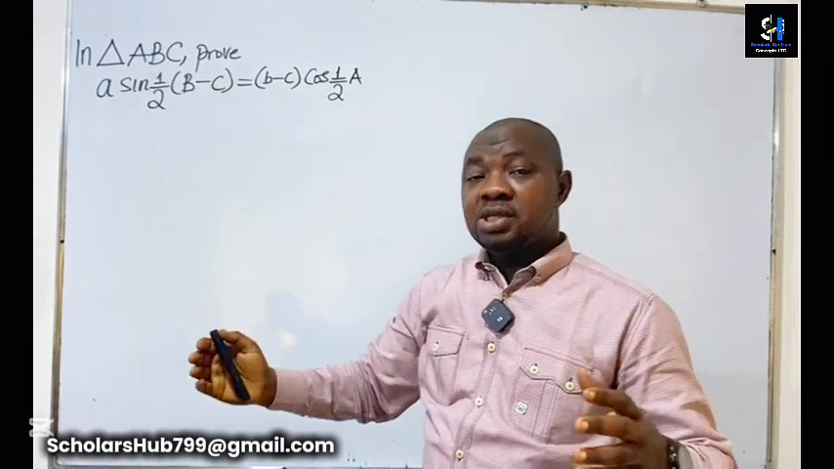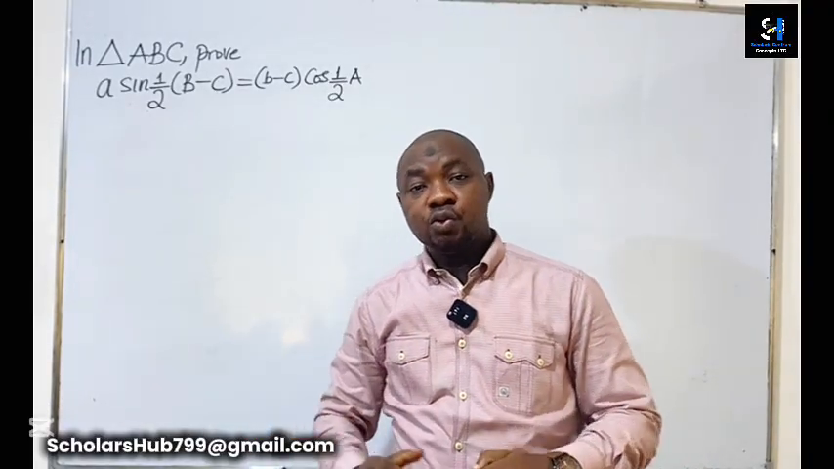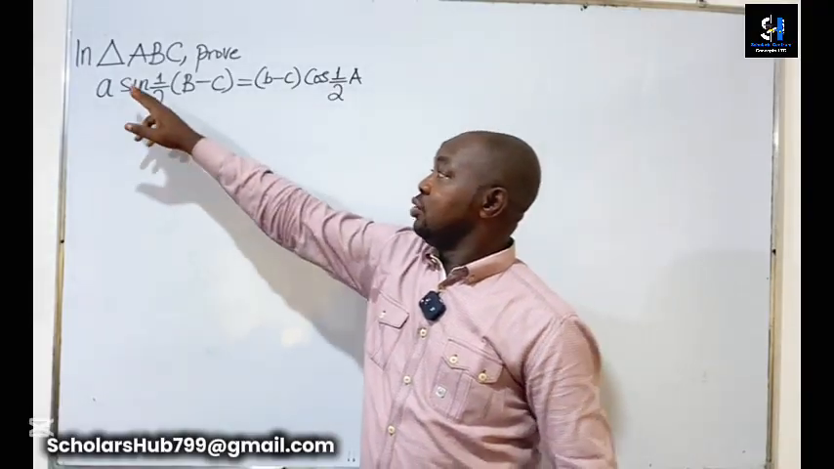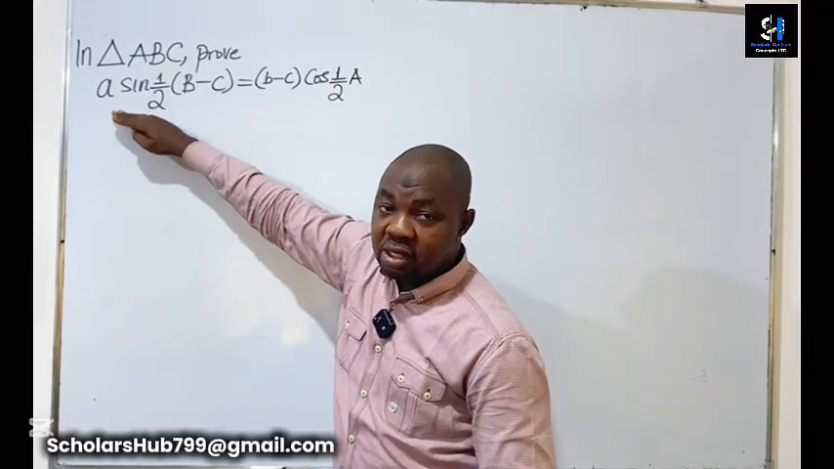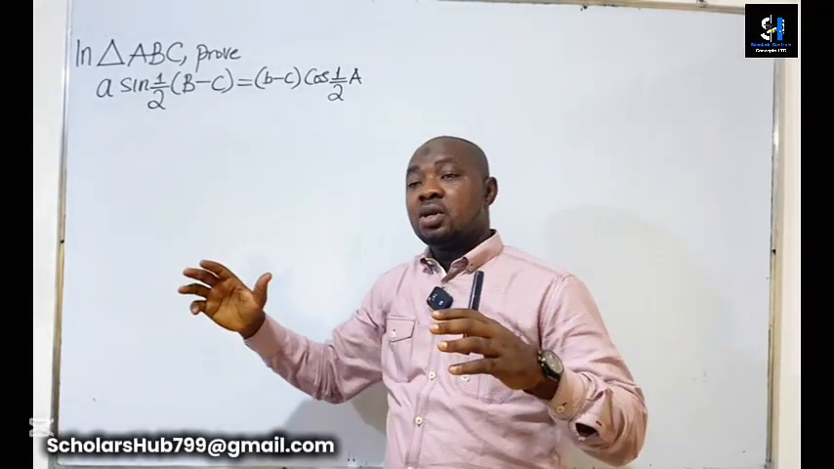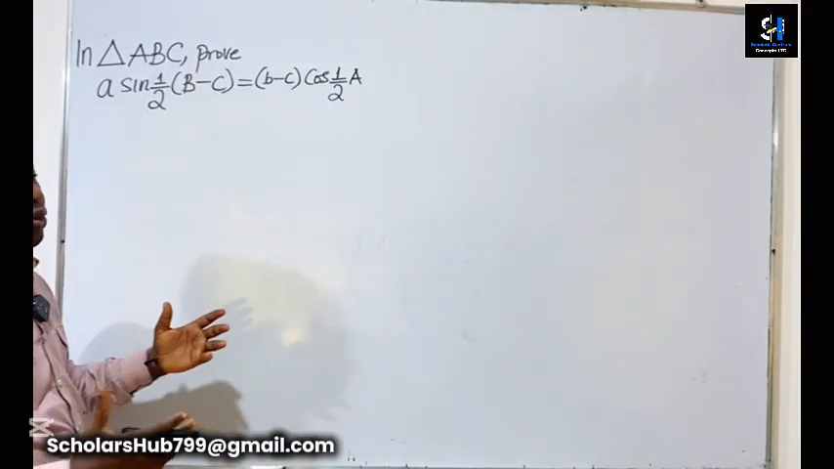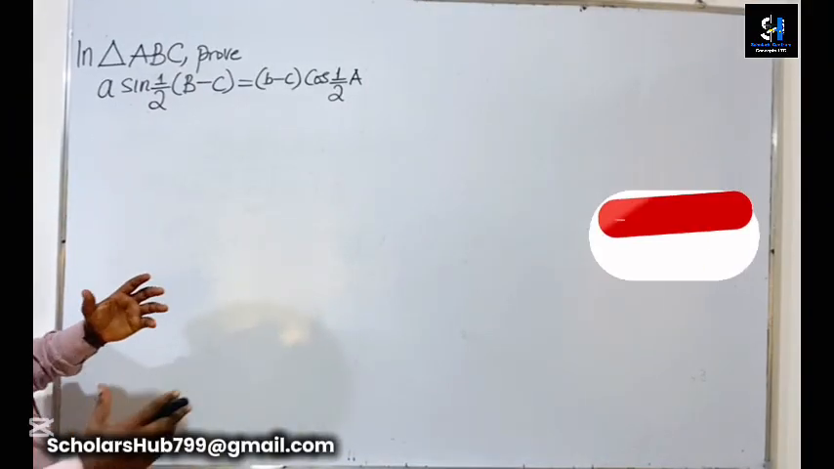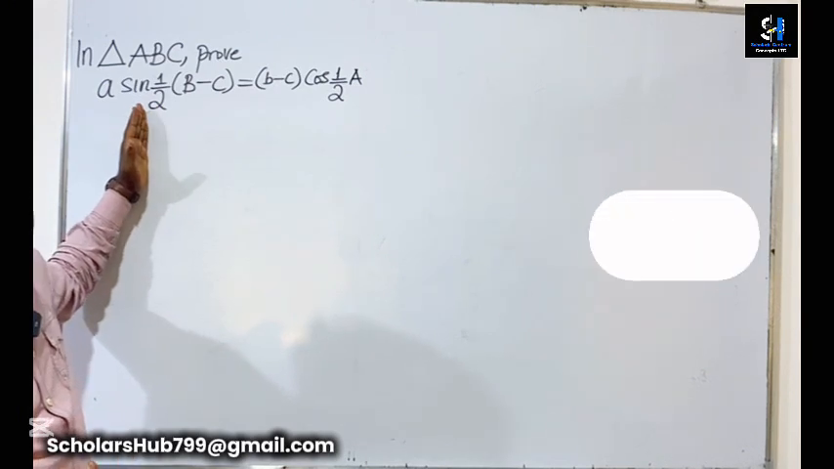Now this is one of the topics in advanced trigonometry known as solution to triangles. So any question where we're given that in triangle ABC we want to prove that the left hand side is equivalent to the right hand side is a question under what we call solution to triangles. All right, so now let me use the right hand side to prove the identity on the left hand side.